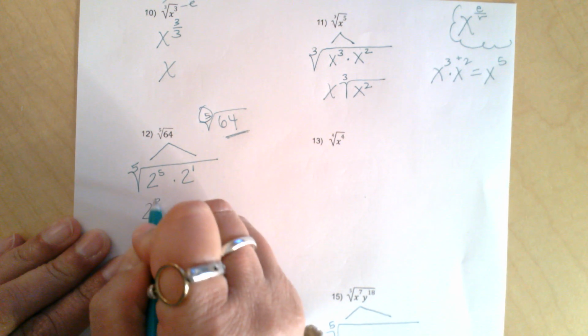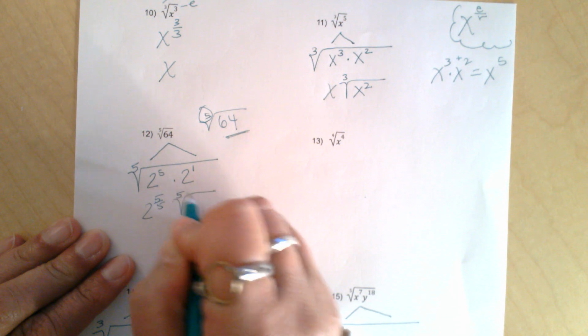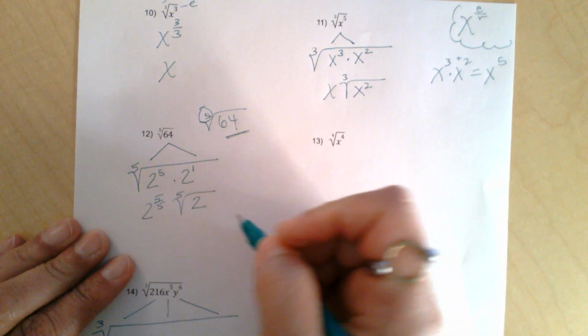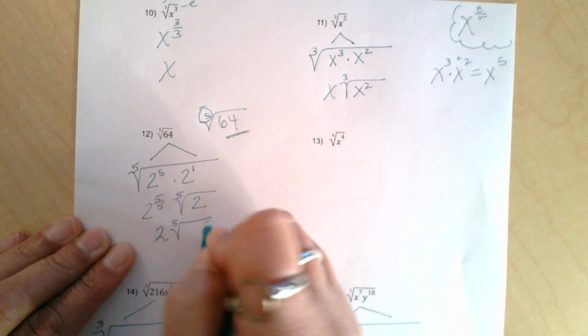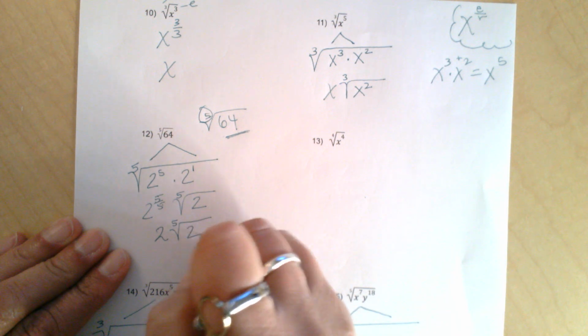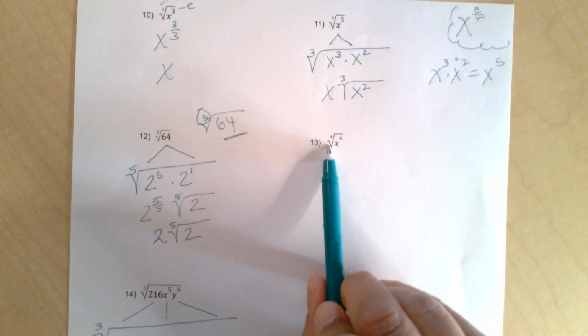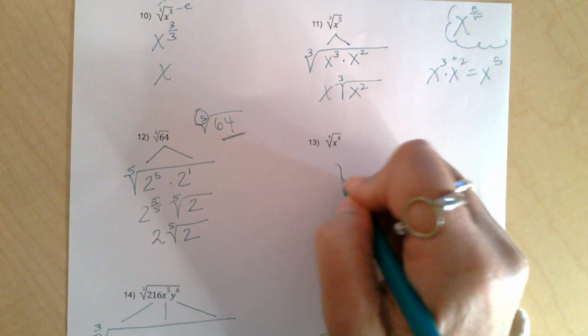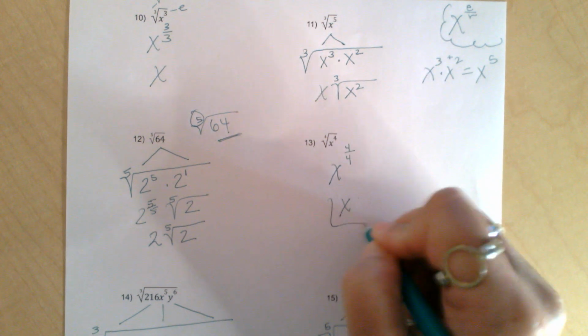Okay, so 2 to the 5th divided by 5. We cannot go any further, so I'm just going to bring down the 2 to the 1st. And so 5 divided by 5 is 1, so this is 2 times the 5th root of 2. Okay, next. The 4th root of x to the 4th. Okay, hopefully you're getting the hang of this. 4 divided by 4, which is x.